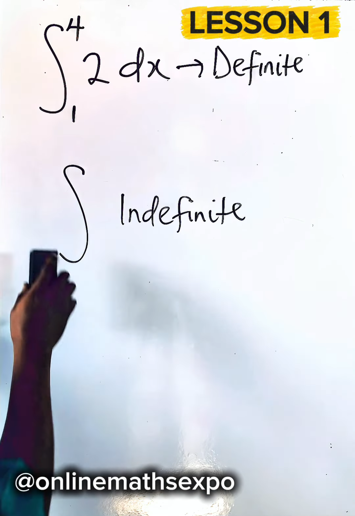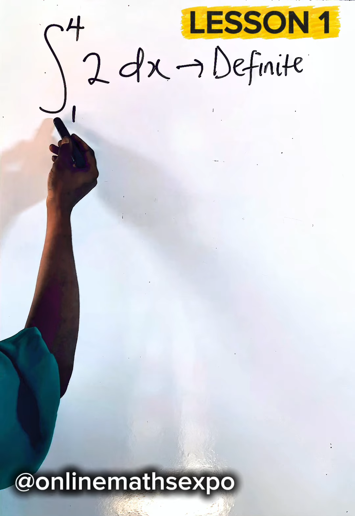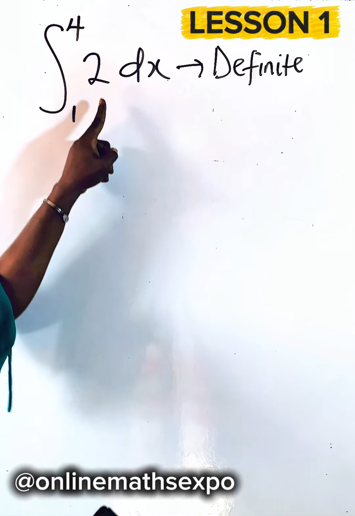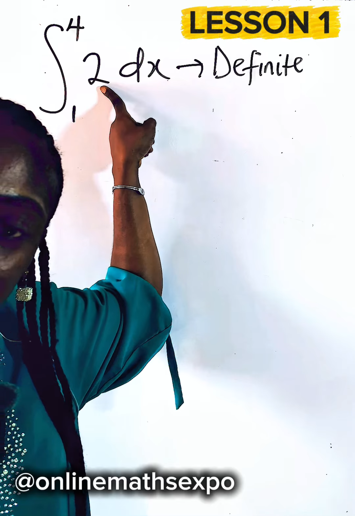It's just so easy. So what do you do? What you need to do, remember we are integrating this with respect to x. But when you look at this question, you see we only have 2. There is no x attached to it. So what do you do? Don't worry. Let me show you what you will do.